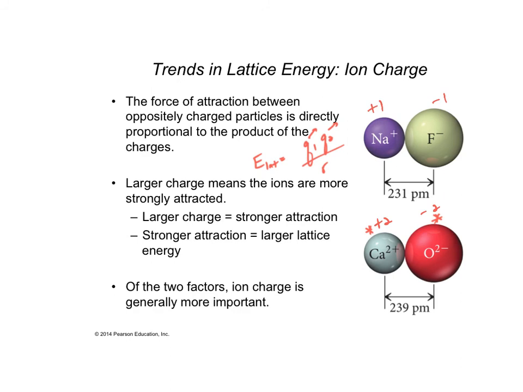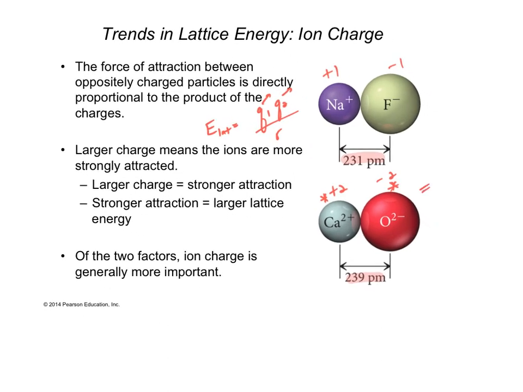The distance between these ends up actually being fairly similar, right? So we have 231 picometers and 239 picometers. Who's going to have the largest lattice energy between sodium fluoride and calcium oxide? Calcium oxide, right? Because these charges are going to be a +2 and a -2 over the same R, whereas this one is going to be a -1, a +1 over the same R. So the larger the magnitude of the charges, the larger the lattice energy, right? So more energy is required to actually break the ionic compound.